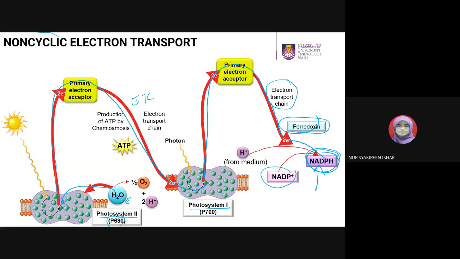So that's why kita panggil sebagai non-cyclic. Daripada satu arah je, one way flow of electron. Okay, one way flow of electron. Daripada air terus sampai received by NADPH. Okay, so this is released into the stroma for Calvin cycle, to feed the Calvin cycle. Sama juga dengan ATP, also released in the stroma, okay, to be used during Calvin cycle to synthesize sugar.